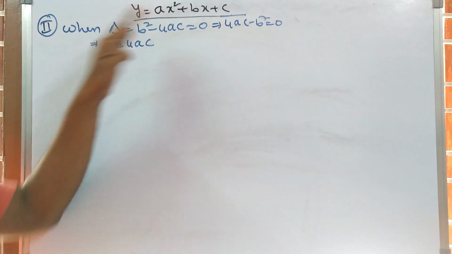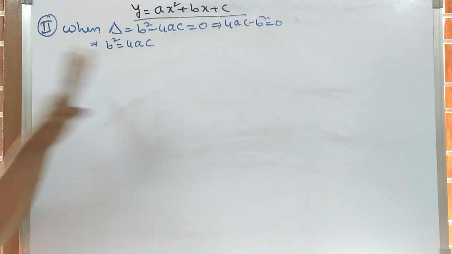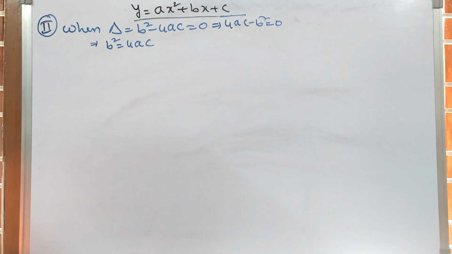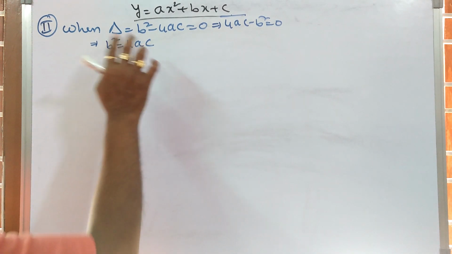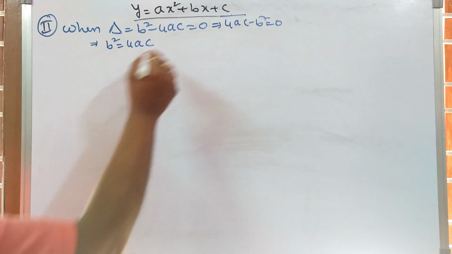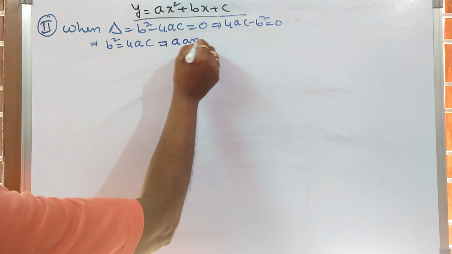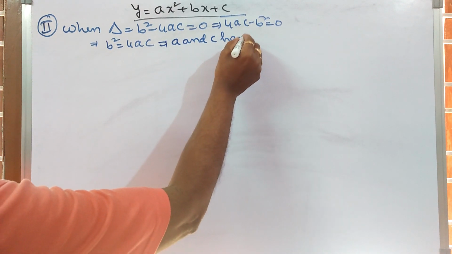That is the reason in this case we have only 4 cases, not like in the first case. In the first case we got 8 graphs, but here we are going to get only 4 graphs. Why? Because a and c must have the same sign. So this implies a and c have the same sign.